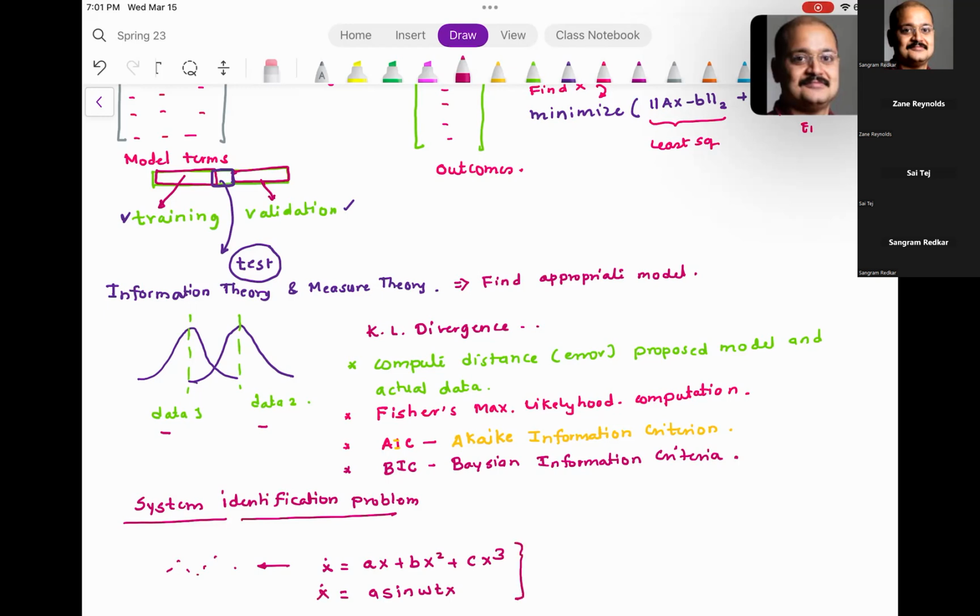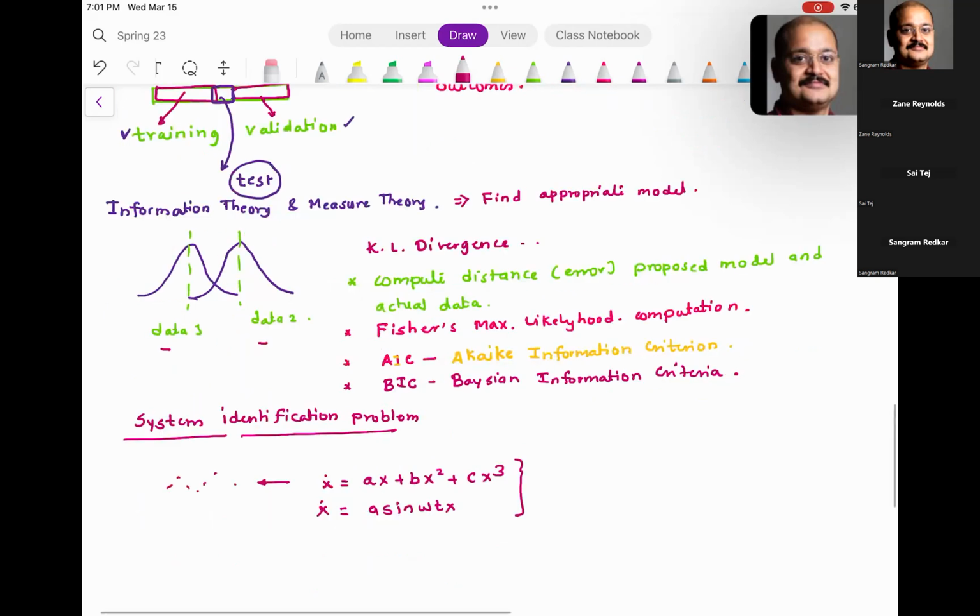And please understand, these are derivatives. So these are the time evolution equations. As time changes, these values change. So how do you compute all these based on the data? That is a very, very important system identification problem.